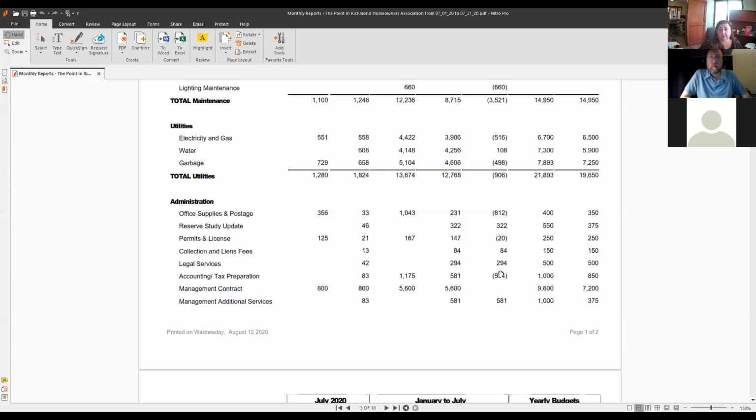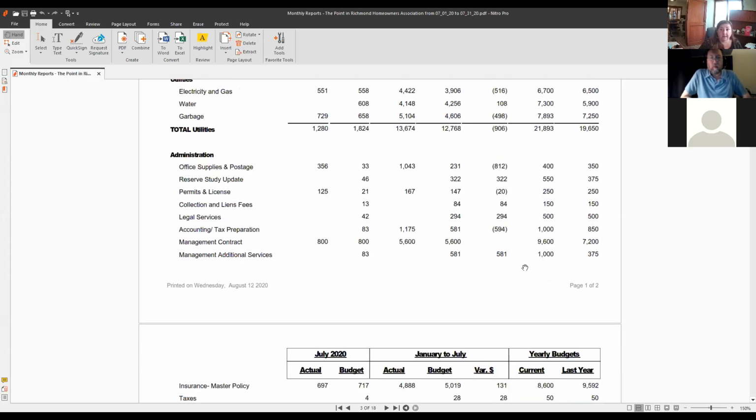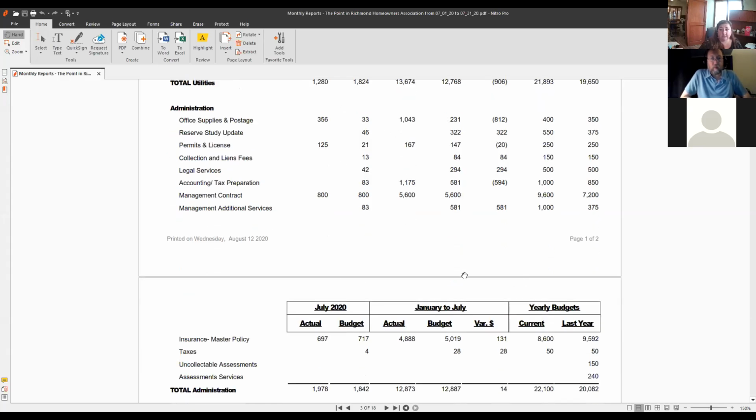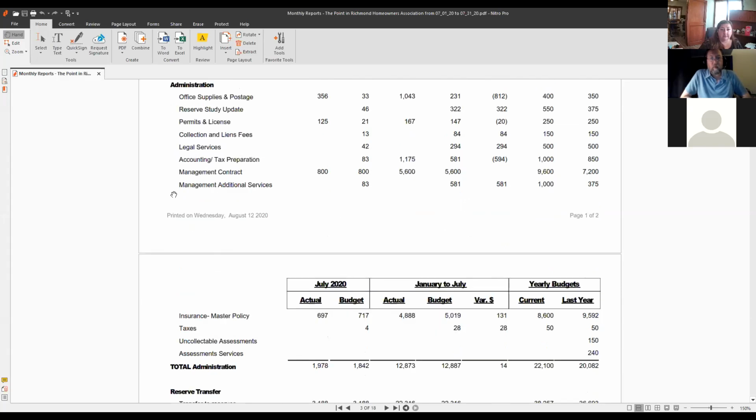These are important numbers to look for, especially when you're budgeting for the next year, of course. Then we get down to administration, and of course what Paul would say is, first things first, let's look at the management contract and make sure we are getting paid. This is how you know that we are actually getting paid what you have budgeted. It's really important to stay on track. This has a budget for management additional services that they haven't used, but no, none.